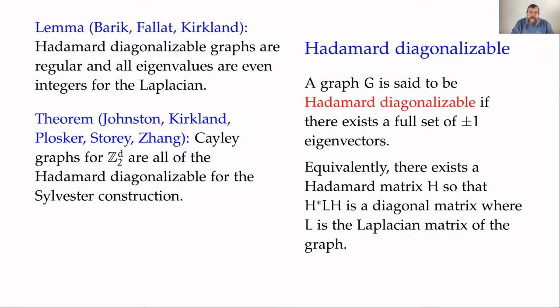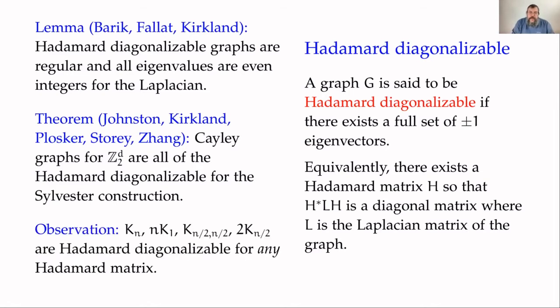All right, that has to be Hadamard diagonalizable. And one other observation, and it's the following. Suppose you have a Hadamard matrix of order n, any Hadamard matrix of order n, then you can always use that matrix for the eigenvectors for the graphs Kn, the complete graph, nK1, n isolated vertices, the complete bipartite graph K_{n/2,n/2}, and 2 times K_{n/2}. All right, so those 4 graphs are always Hadamard diagonalizable for any Hadamard matrix.